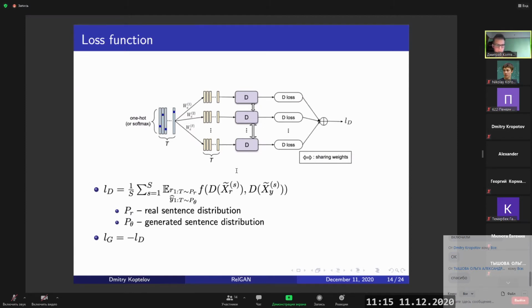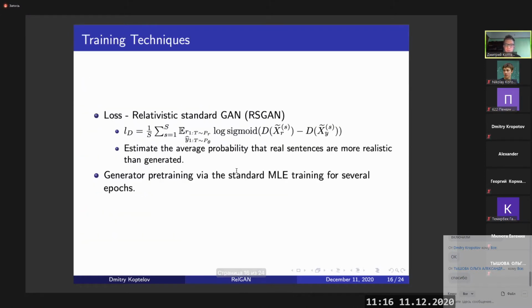And in this work they also decided to choose such a function. It means the log sigmoid between the output of the discriminator for the real sentence and the generated sentence, and its loss somehow estimates the probability that real sentences are more realistic than generated. Also, one more technique that is used is that the generator was pre-trained on the MLE task.